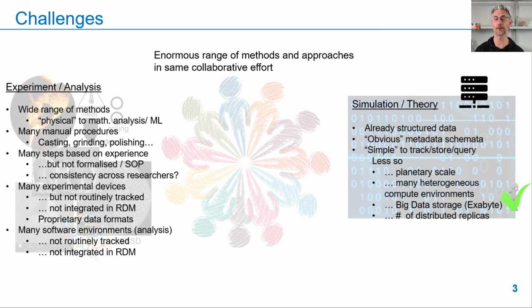Especially in our CRC or SFB, we have a very wide range of methods, from more physical or methods that really we do by hand to mathematical analysis and machine learning. These manual processes encompass, for example, casting, grinding, polishing, and many other aspects. There are also many steps that we need to take to come from like the raw ingredient or sample to the final analysis. And we want to formalize this in standard operating procedures so we can achieve some consistency across time and also researchers. But this is not all.